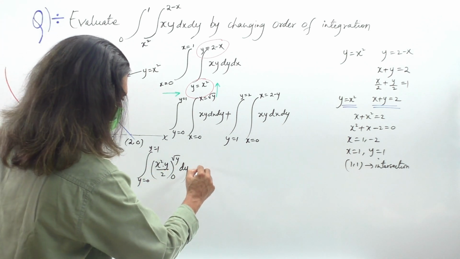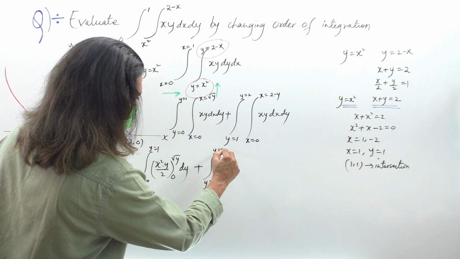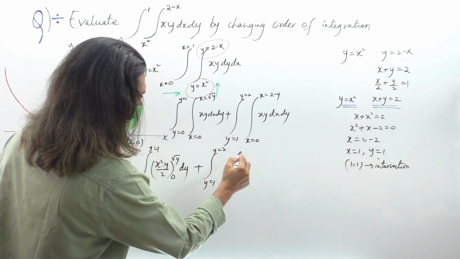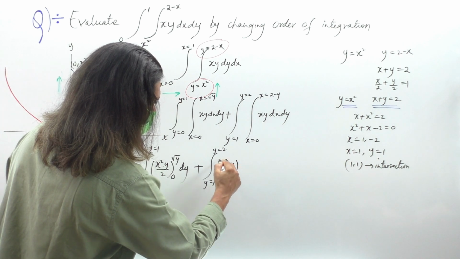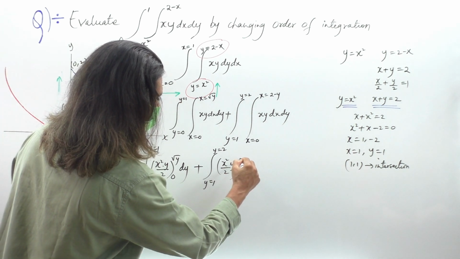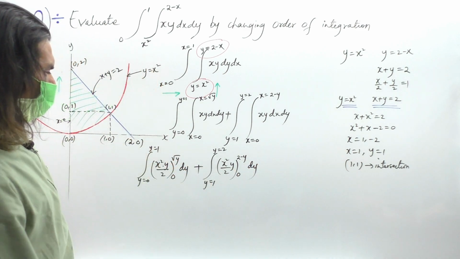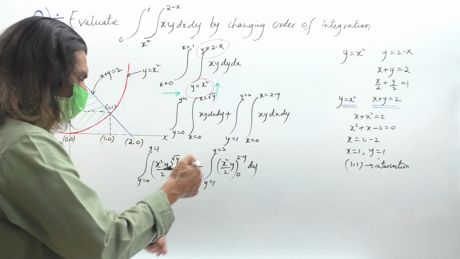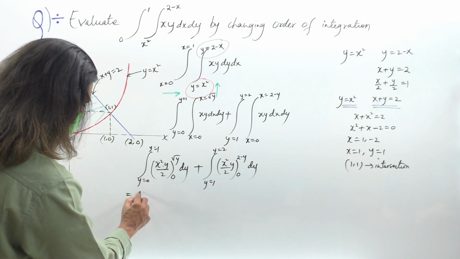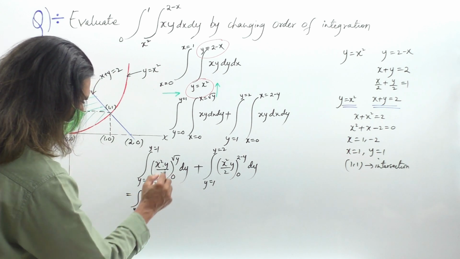Fine. Again this also will be the same thing. Y is equal to 1 to 2. Again integration of x is x square by 2, with limits 0 to 2 minus y, dy. Okay. Now let's put the top limit minus bottom limit. So this is y is equal to 0 to 1 as it is.